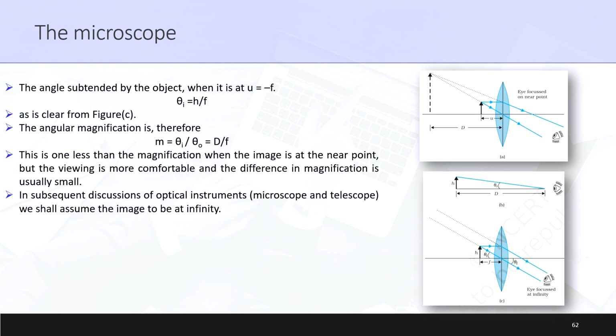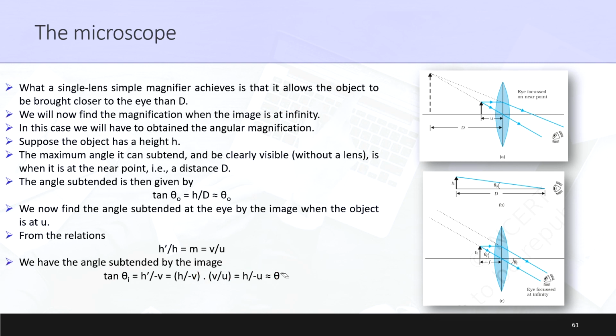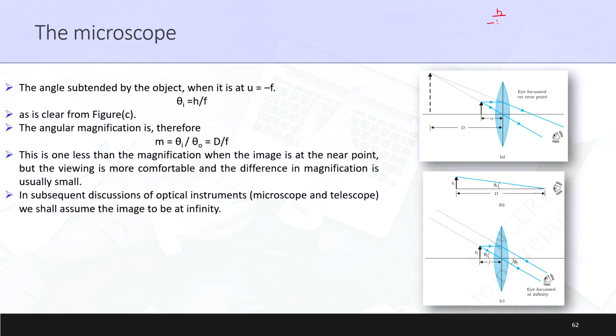Just before going to the last portion, let me end it here and then I will try to conclude and revise everything again. Basically there are three parts here. First of all, let me complete this portion. The angle subtended by the object when it is at u equal to minus f: the angle is theta approximately equal to h by minus u, and we can write h by minus u is equal to h by f. Therefore, theta I is nothing but equal to h by f, which is as is clear in the figure also.